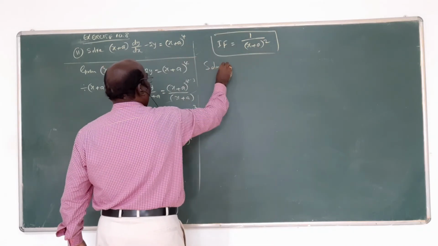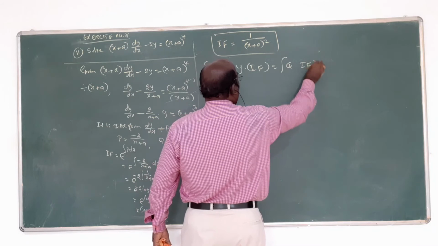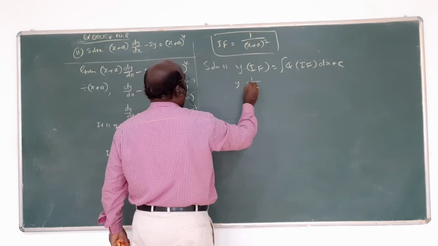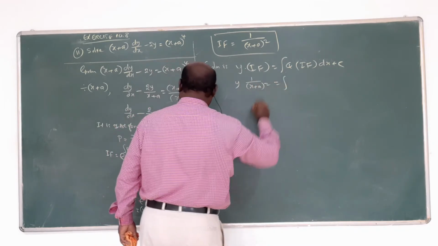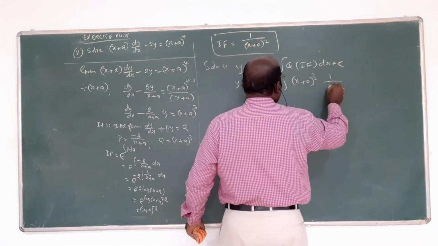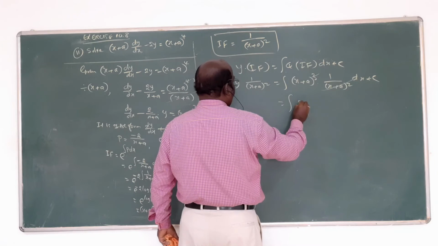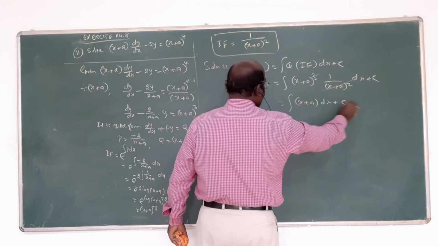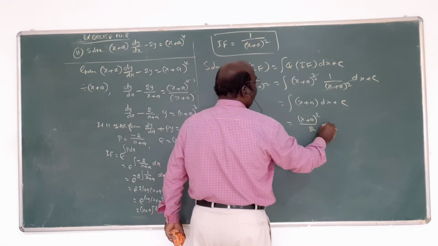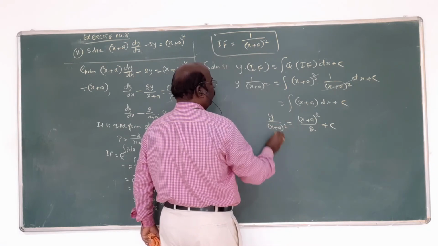Now write the formula: y into IF equals integration of Q into IF dx plus c. So y into 1/(x + a)^2 equals integral of (x + a)^3 into 1/(x + a)^2 dx plus c. This cancels, and after cancelling only (x + a) dx plus c is there. Now the integration of (x + a) is (x + a)^2 by 2. So y/(x + a)^2 equals (x + a)^2/2 plus c. This is the answer. That's all.